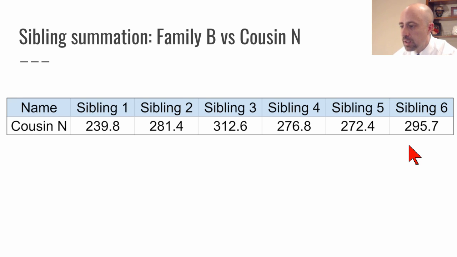This is family B, and here we see the siblings of family B compared with cousin N. And as you can see here, each of the siblings shares a different amount of DNA with cousin N. And we can go through the process of sibling summation to come up with a total number. And again, you can't just simply go through and add all of these numbers together. You have to go through and look at individual segments. We won't go through all of that this time. I'll just tell you the results to emphasize how powerful this process is.